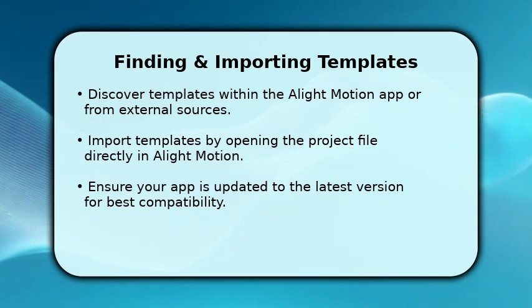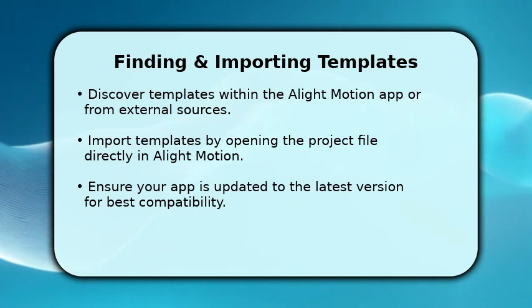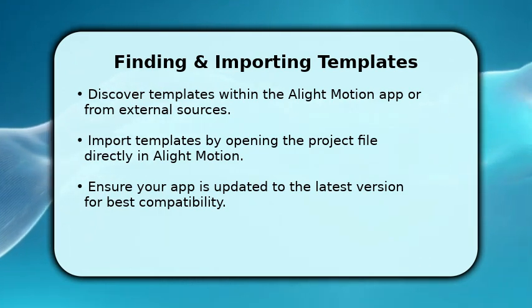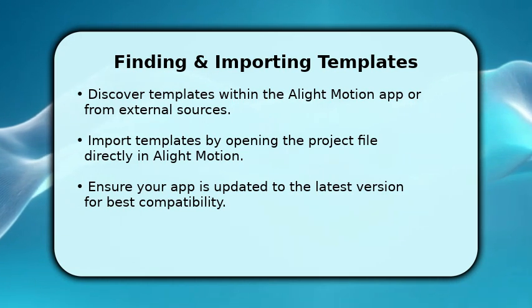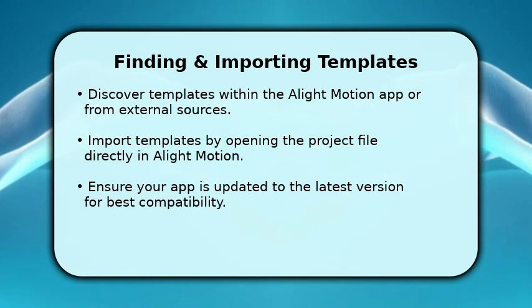Many creators share their Alight Motion projects online, often as XML or project files. Simply download the template file, then open it directly using the Alight Motion application. The app will automatically import the project, making it available in your My Projects section. Always check the template's requirements, such as specific fonts or plugins, to ensure a smooth import process.